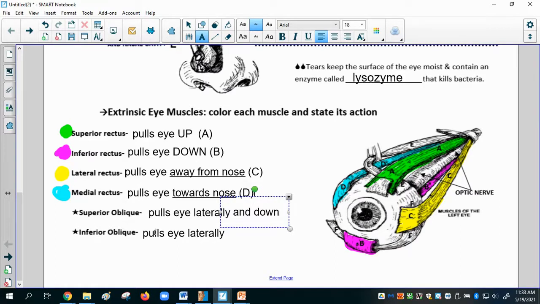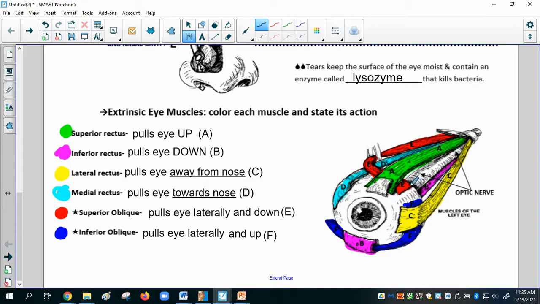Then the same is going to be true down here for the inferior oblique. It pulls the eye laterally, and the opposite of inferior is superior. So upwards. Very strange situation. So E pulls the eye laterally and down, and letter F pulls the eye laterally and up. And I'm going to go ahead and color those so you can see their position.